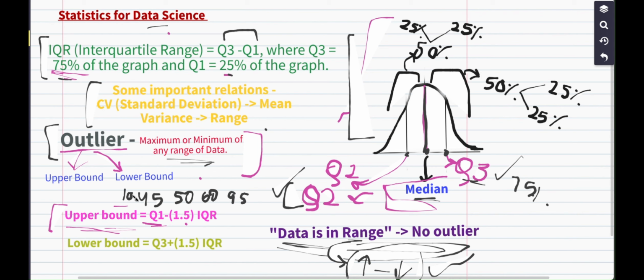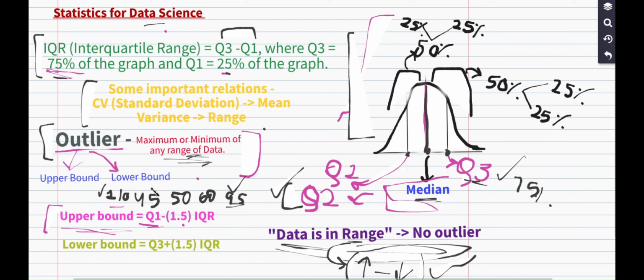What is an outlier? An outlier is basically the minimum or maximum of any range of data. For example, I have data 1, 10, 45, 50, 60, and 95. Here 1 looks odd. You can see that the order goes 1, 10, 45, 50, 60 and 95. The maximum value is 95 and the minimum value is 1.